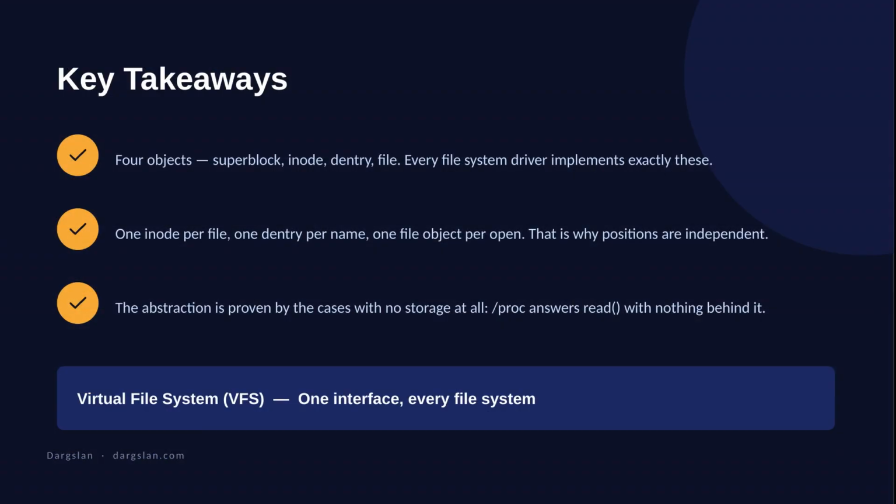So let's leave you with the shape of it. Four objects, superblock, inode, dentry, file, and every file system driver, whether it's ext4, NFS, or something you write yourself this weekend, implements exactly those. One inode per file, one entry per name, one file object per open. That's why two processes reading the same file keep their own independent positions. And the proof that this really is an interface and not just a thin wrapper over a disk is /proc read, which returns bytes that were never stored anywhere. One interface, every file system.